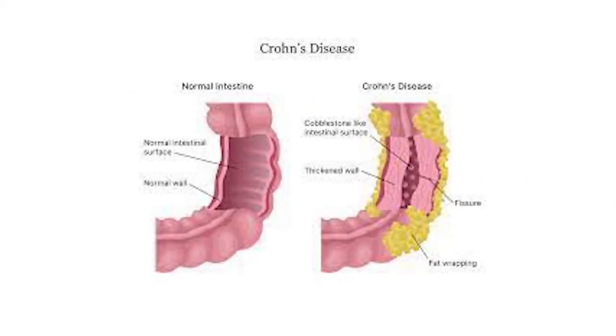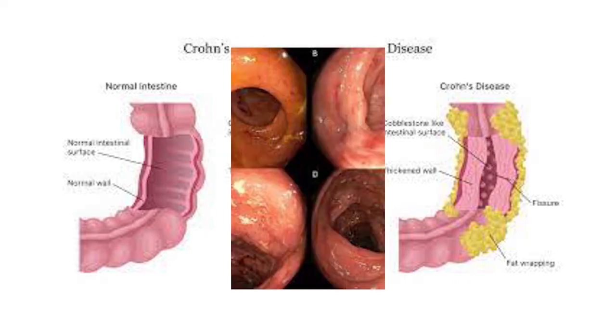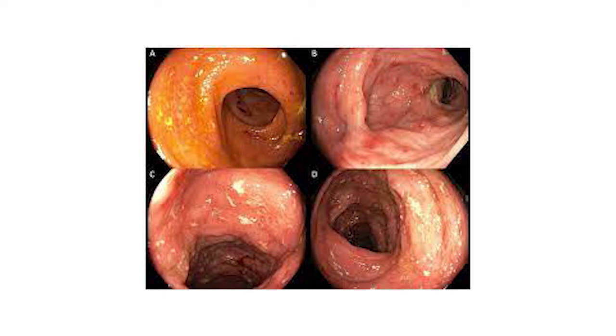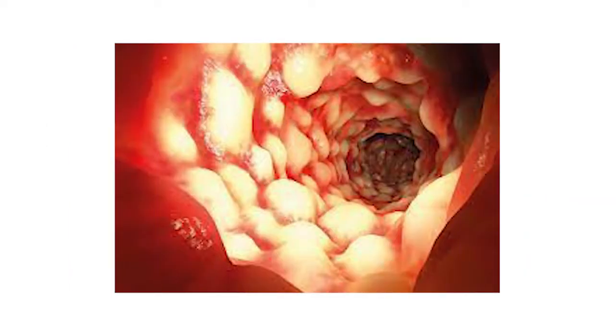Next image shows Crohn's disease, where the normal intestine is showing and the Crohn's disease intestine is also showing. There is a stricture in the intestine, fibrosis of the muscular layer of the intestine. You can clearly see the lumen is narrowing. Here is a good picture of Crohn's disease of the intestine. This is another picture of Crohn's disease of intestine.